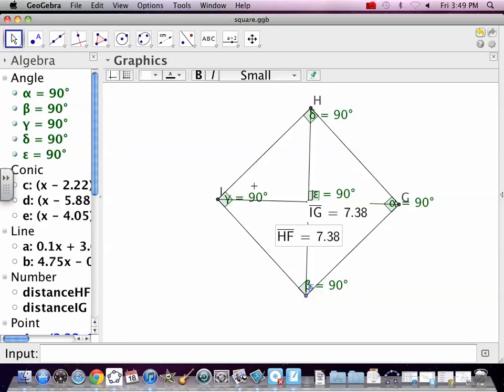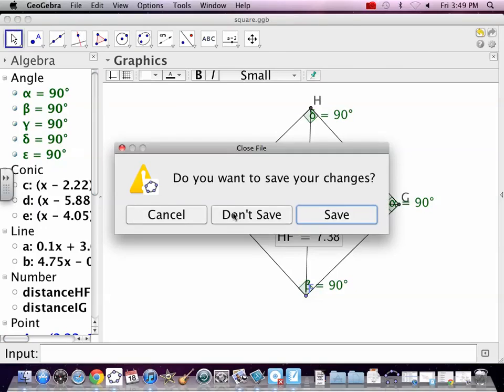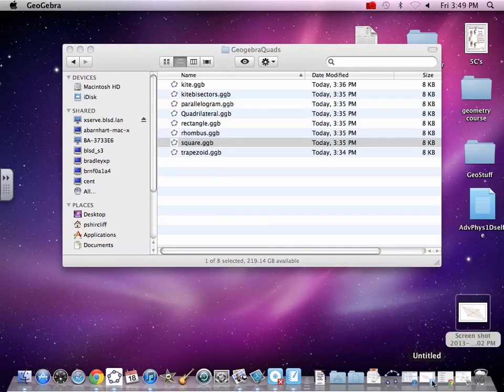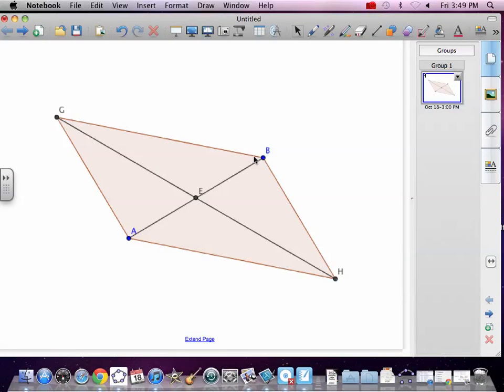And they're also bisecting each other. So again, big thing, 90s in the corners, 90s in the middle. Diagonals are the same size, real important. How do we show any of this stuff on a drawing? Well, let's pull up a parallelogram.